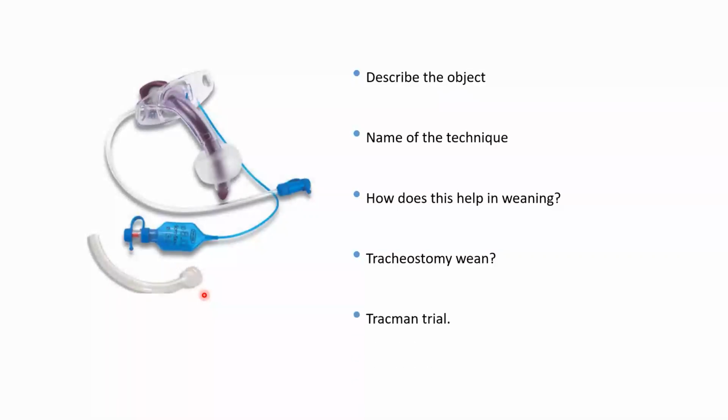So something about the TracMan trial? Yes, sir. They have compared early tracheostomy and late tracheostomy. Okay, early is how early? Early is less than 4 days, sir. Yes, exactly. And late was? Late is more than 10 days. Okay. So there was no mortality benefit, which we all know. But what is the drawback of this?